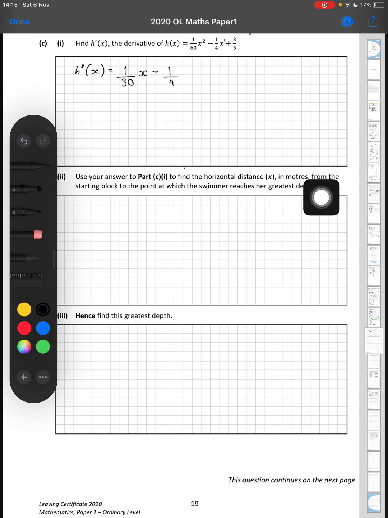And then my x is to the power 0, so I won't write it down. So that is that derived. That is worth 5 marks. Okay, this gives you a little bit of a clue on how we're going to do part 2. It says use your answer to part C, part 1, to find the horizontal distance x in meters from the starting block to the point at which the swimmer reaches her greatest depth.